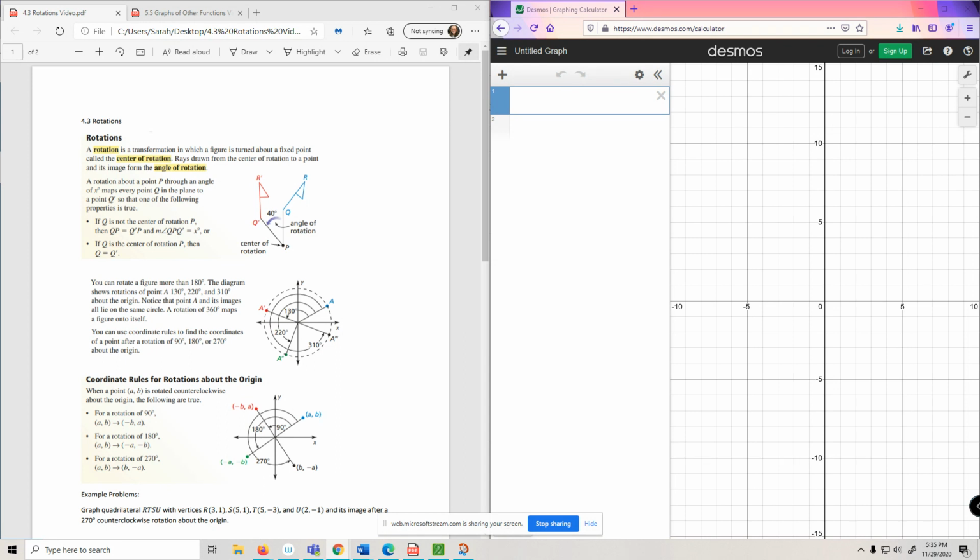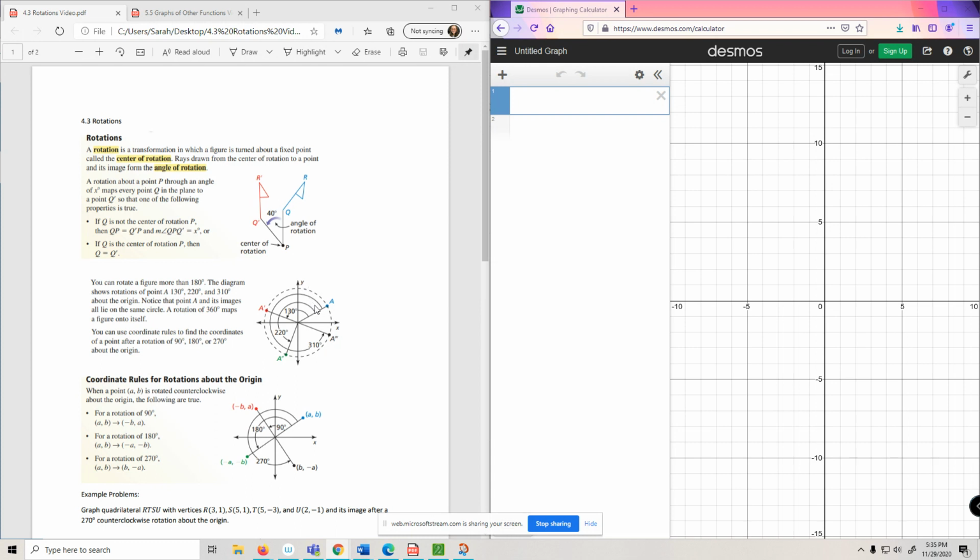So rotations are like turns, reflections, which we've talked about before, are like mirror images. Translations are like slides. In this picture here, you can see that we have this pre-image QPR or QR, and then we are rotating it 40 degrees into R prime, and that triangle is staying the same size. The angles are staying the same size.